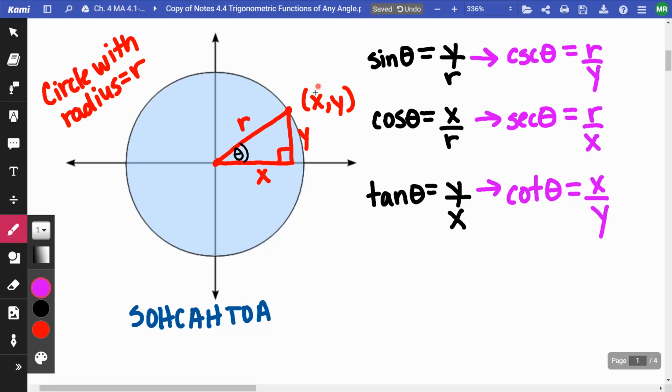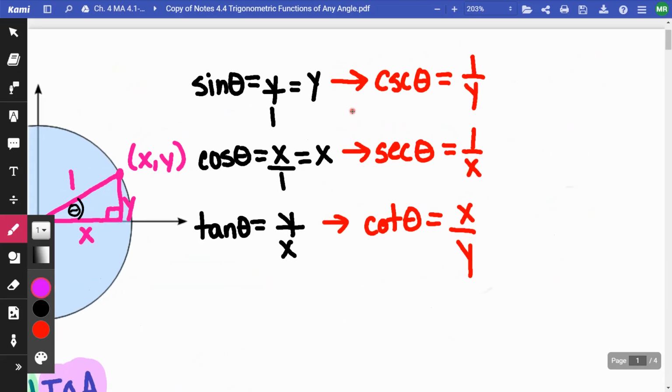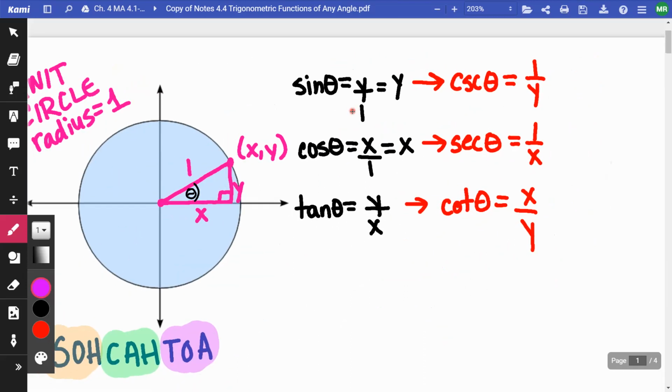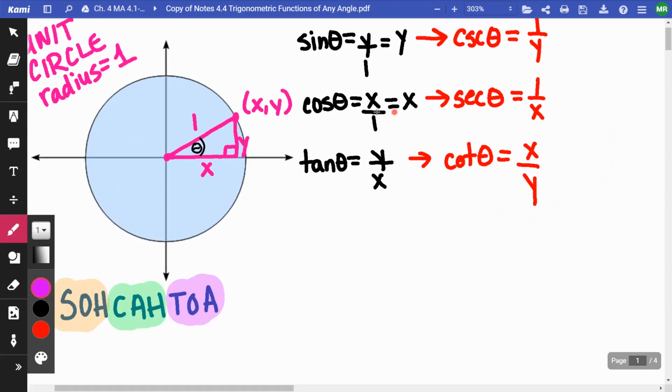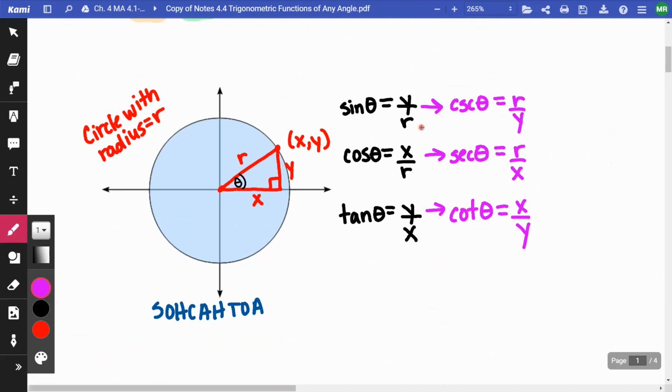So what you'll notice is when this is not a radius of 1, it is not just the x coordinate that's my cosine. It's not just the y coordinate that's my sine. The only reason it was up here in a unit circle of radius 1 is because the radius, which is my hypotenuse, was 1. So when I put this over 1, I just got y. When I put this over 1, I just got x. So these ones over here, we're going to see on the next page. That's how they got those.